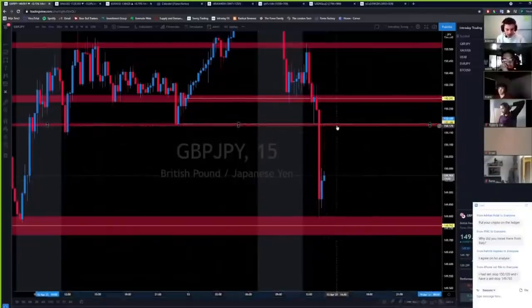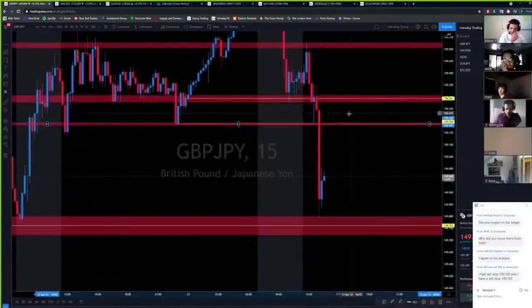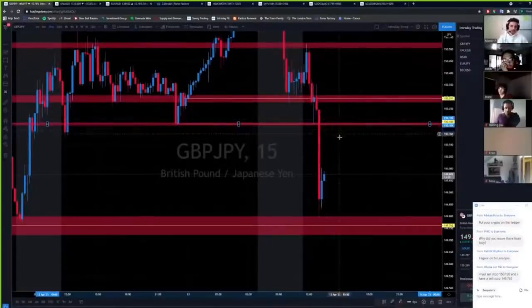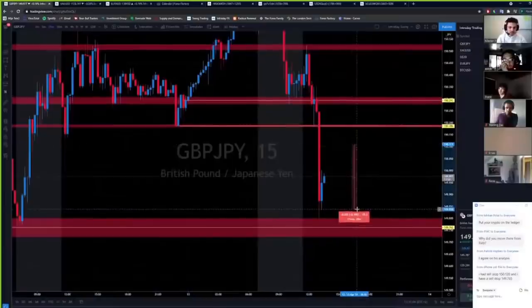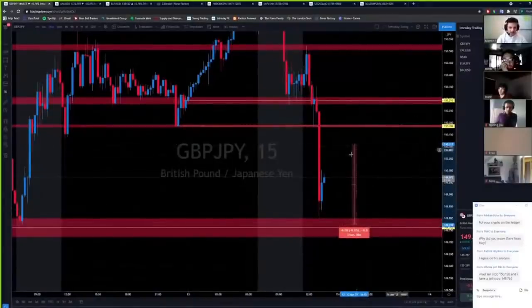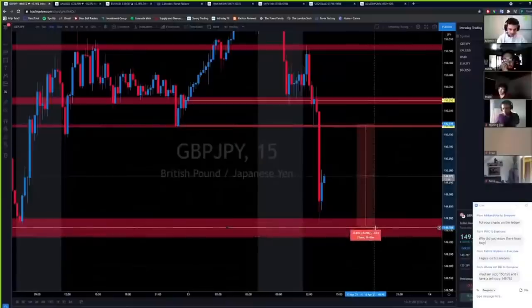Like Trading Dice said, if you can get a retest of 150.200 and see some rejections at the resistance created over there, that's going to be a pretty good idea to retest this low. And this range is pretty big. It's big enough to do that.